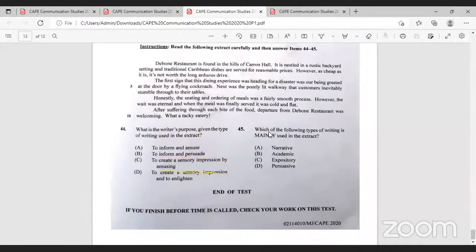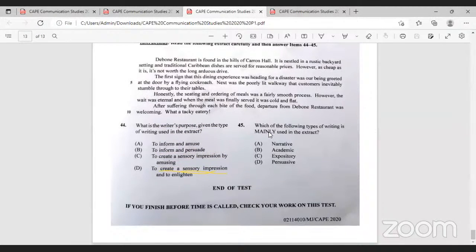So 44 is asking, what is the writer's purpose given the type of writing used in the extract? Inform and amuse, inform and persuade, to create a sensory impression by amusing, or to create a sensory impression and to enlighten. What is the writer's purpose in 44? What is everybody saying? To create, everybody's saying D?